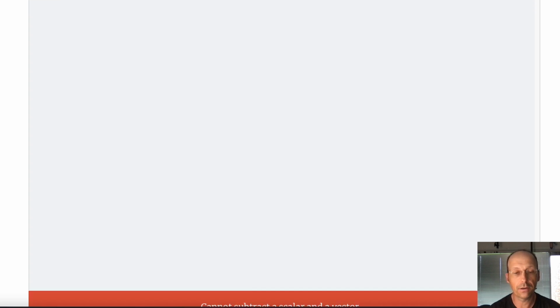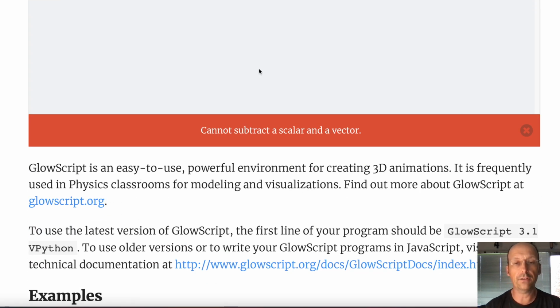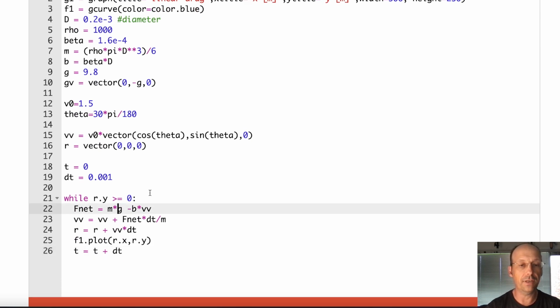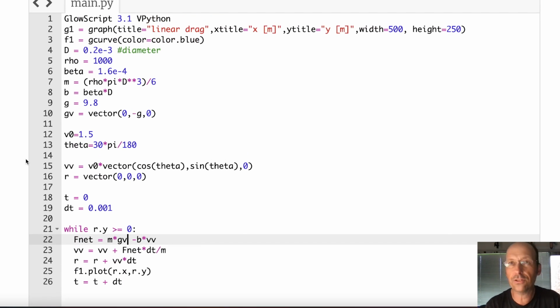See, I got an error. Cannot subtract a scalar and a vector. I know what I did wrong. G, V, ha. I knew it right when I did it. I forgot. That was my fault. But mistakes are fine, right?